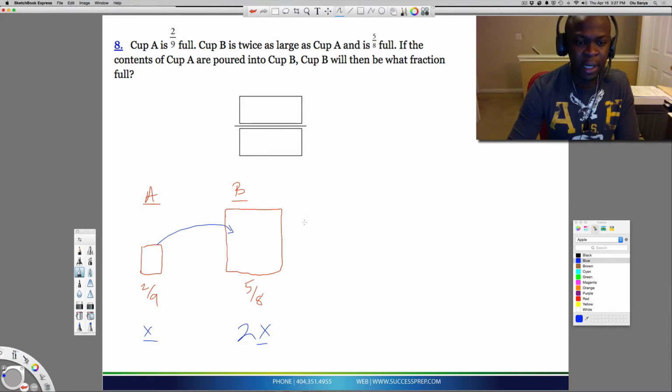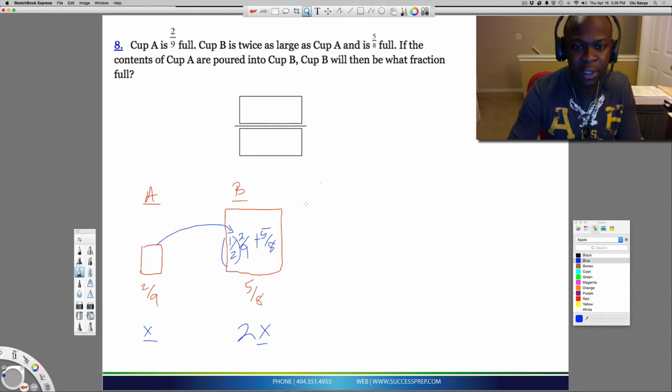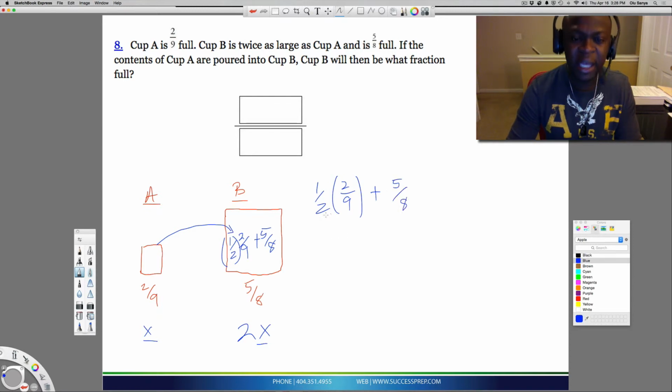So let's set this up. Really what's happening is in this big one, it's 5/8. There's no doubt about that. But when this 2/9 comes in here, it's going to fill half of its size because it's going into something twice as big. And we just add those two. That's all they're asking for. So let's set up the math. All we need to do is half of the 2/9, plus 5/8. And the key here is because the small one is going into something twice as big, it feels half its actual quantity, which is 2/9.